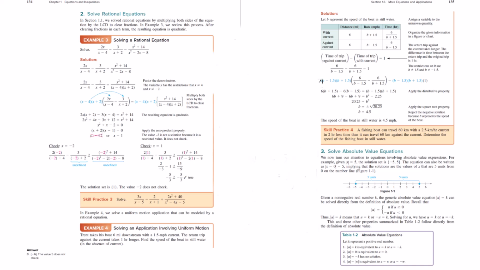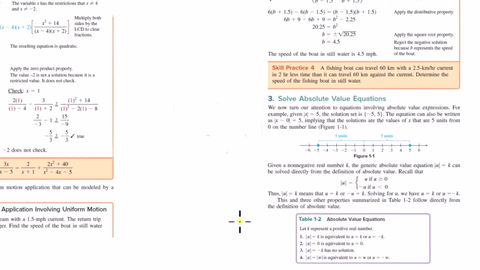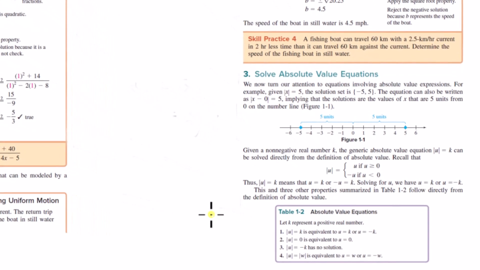Okay, we're picking up where we left off in the previous video. Now let's learn about absolute value equations. An absolute value equation is just an equation where at least one term has an absolute value with a variable expression inside of the absolute value. That's an absolute value equation.